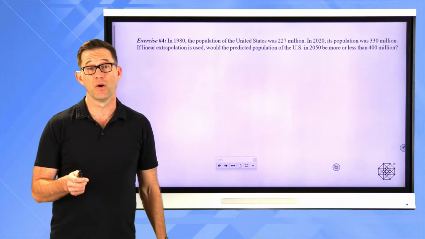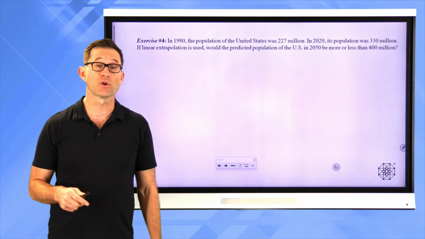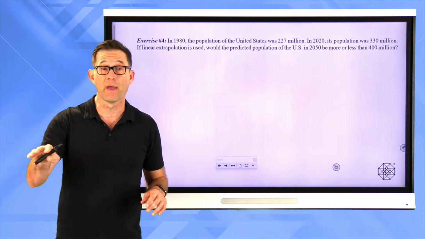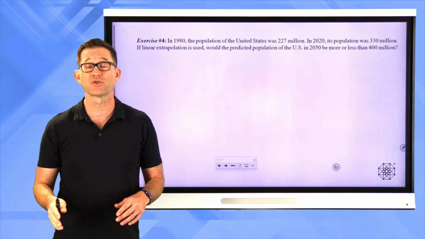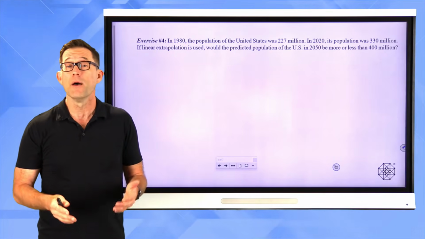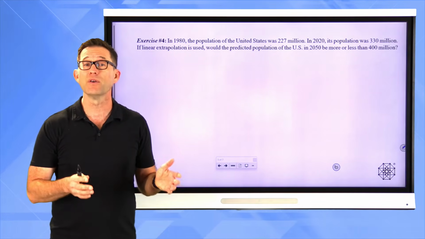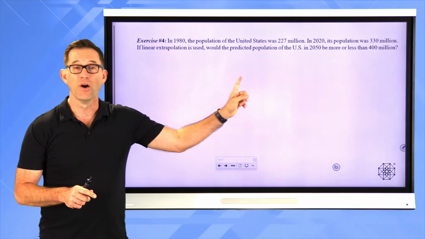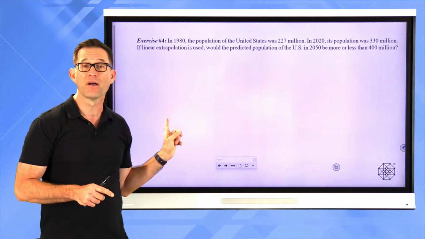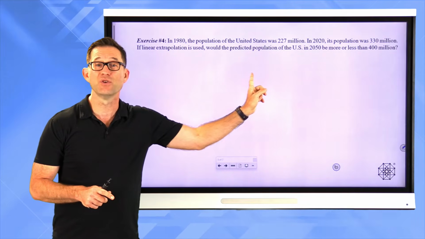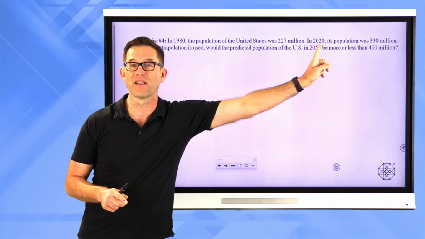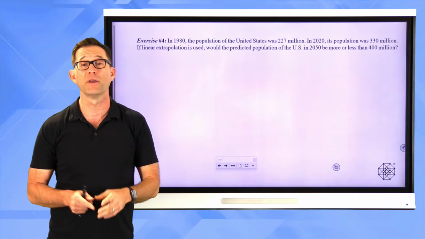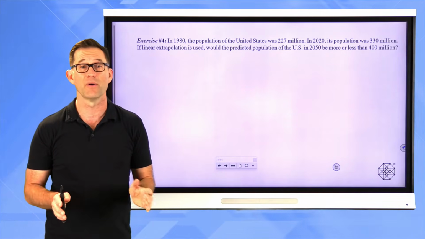And we certainly don't know going forward in the future whether it's linear. Maybe it's going to level off, or maybe it's going to increase exponentially. We don't know, right? But since we don't know, we might as well use a linear trend to say, well, I know what it was in 1980, I know what it was in 2020, and I'll just draw a line between those two data points and keep going until I hit 2050 to see whether or not the predicted value will be greater than or less than 400 million.